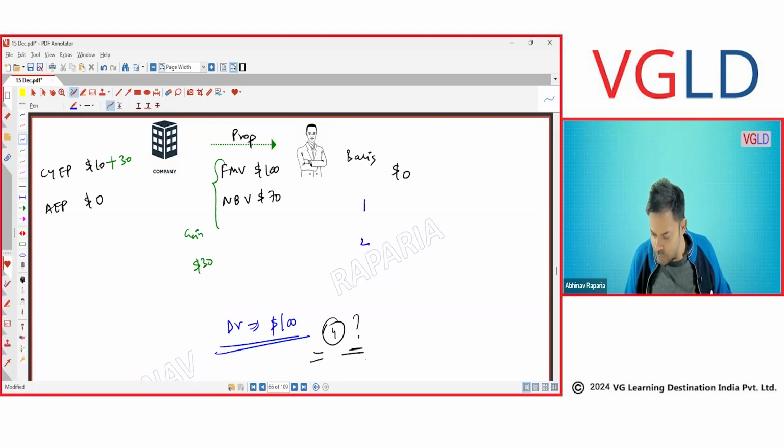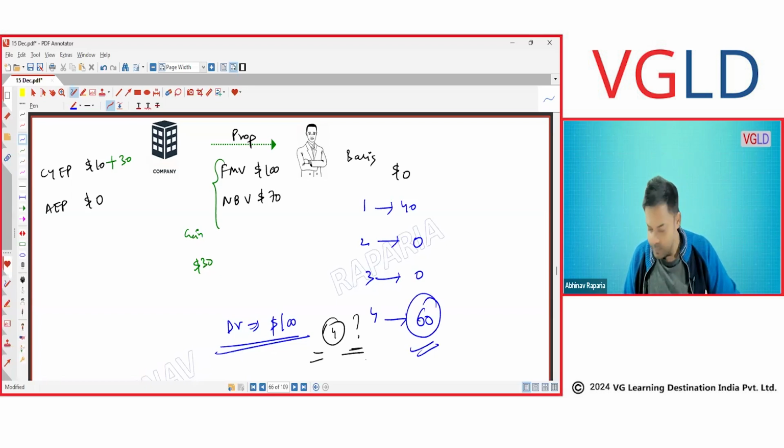1, 2, 3, 4. 1 is 40. 2 is 0. 3 is 0. 4 is, what's the answer? 60. Clear, everyone? Clear? Veena, Ashraf, Shalini?